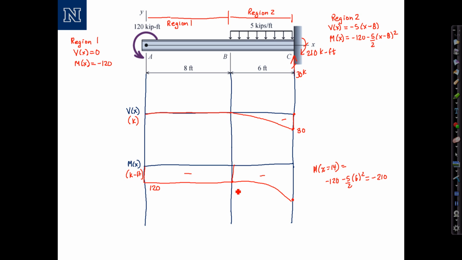Also negative, make sure we note the value at the different locations, 210, and then because the reaction concentrated moment is equal to 210, the diagram will jump back up to 0, which is a good check. And we'll talk more about these checks when we talk about graphical rules for plotting shear and bending moment diagrams.